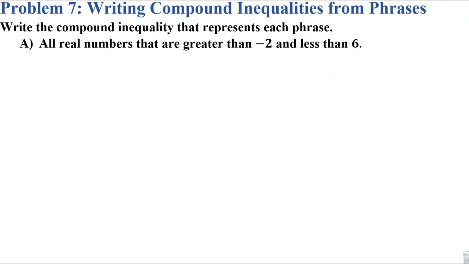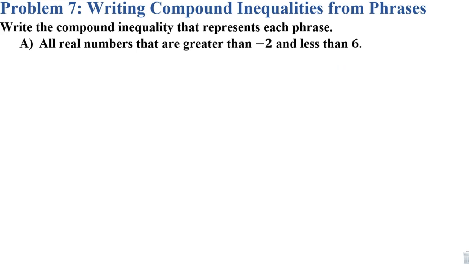Again, we want to be flexible with the way we can represent inequalities, especially when we get into some real-world problems in a few minutes. So in problem 7, we're going to write a compound inequality from a math phrase. Write the compound inequality that represents each phrase. In part A, we have all real numbers that are greater than -2 and less than 6.